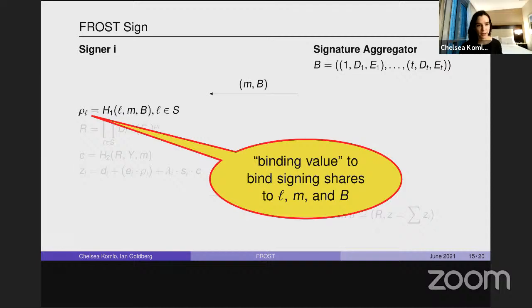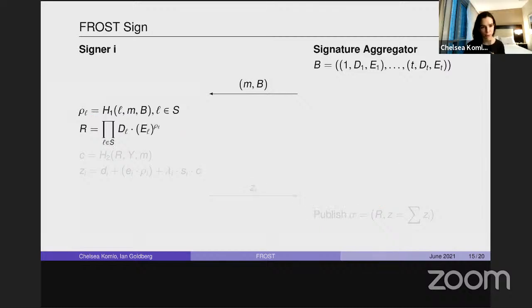Every signer will begin by generating this rho term, which is the hash of their identifier, the message, and this B value, which is all the commitments. They generate the group commitment, which is the product of every commitment, where one commitment is raised to that rho term. Generating the challenge is done exactly the same way as in single party Schnorr. It's just the hash of the commitment, public key, and the message.